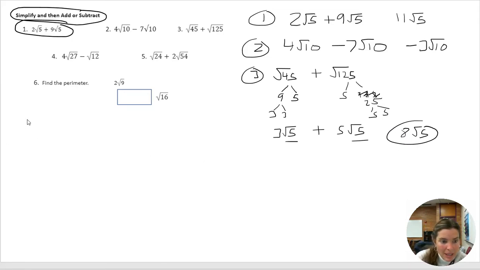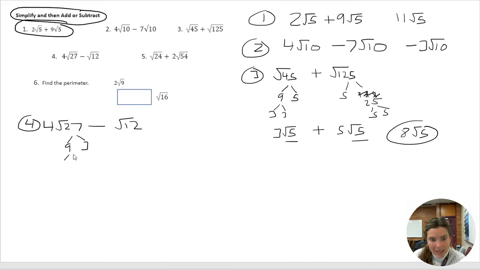Okay, on number 4, we first need to simplify. We have 4 root 27, and then we have a negative root 12. So to simplify the root 27, we're going to make this a 9 and 3 and a 3 and 3. Now, when we pull these two 3's out as 1, 3, we already have this 4 that's right next to our radical. So we have to take and multiply that 1, 3 by the 4, and that is going to be a 12 root 3.